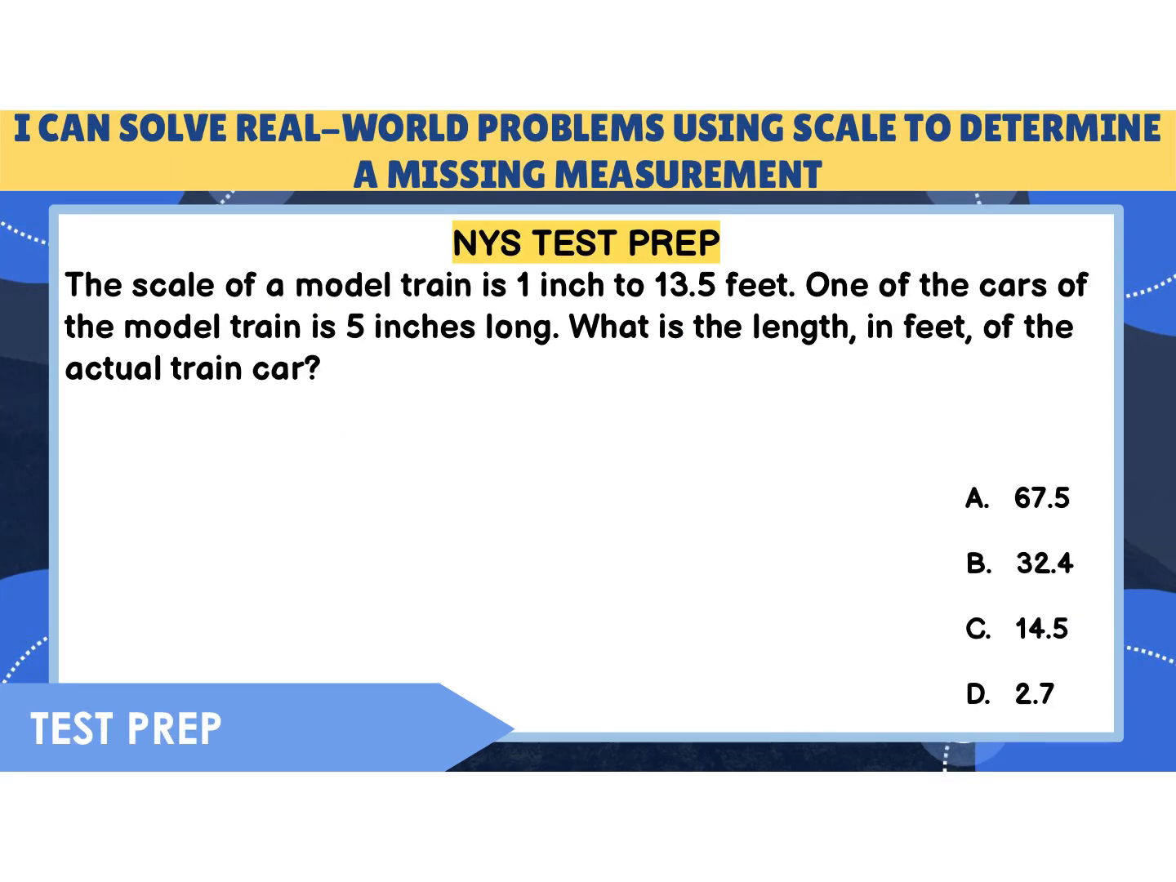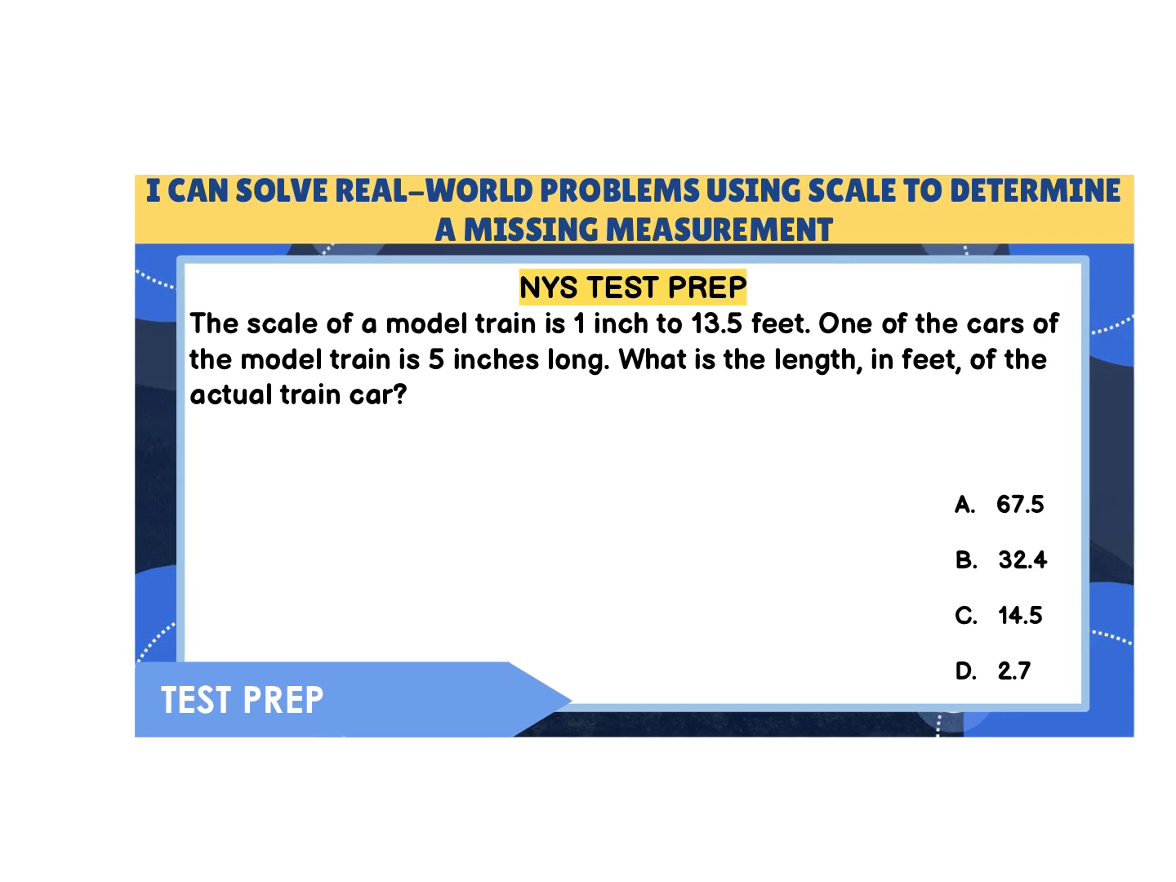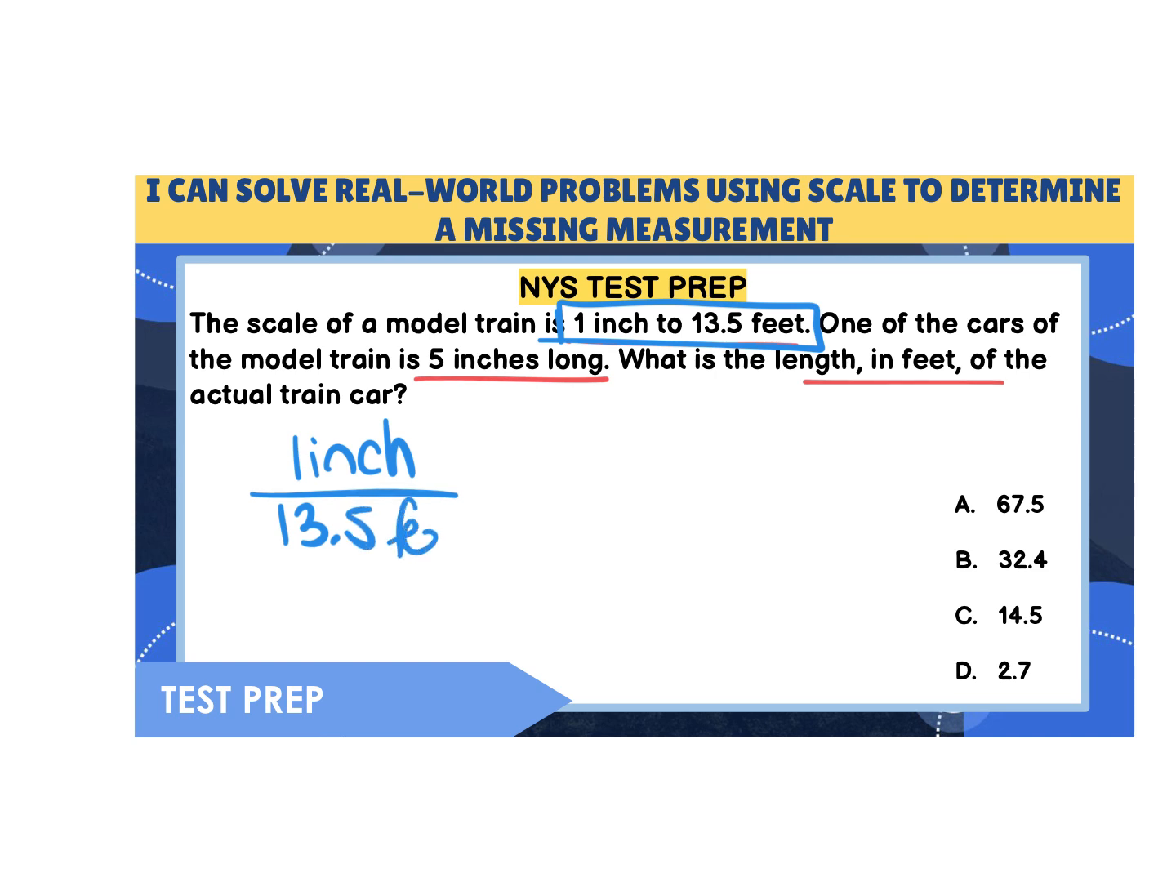And our last question is the state test question. It says that the scale of a model train is 1 inch to 13.5 feet. One of the cars on the model train is 5 inches long. What is the length in feet of the actual car? Well, we know our scale, 1 inch to 13.5 feet. We keep that scale together, we write it as a fraction. 1 inch to 13.5 feet. It's a ratio. We can write ratios as fractions. If inches is on top, we keep inches on top, feet is on bottom.